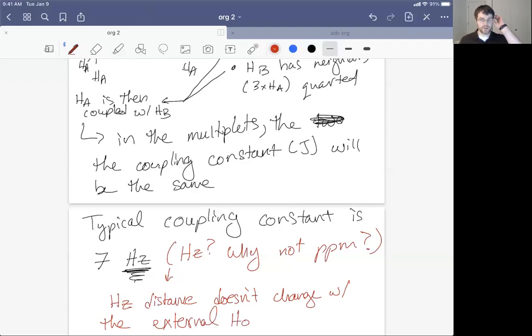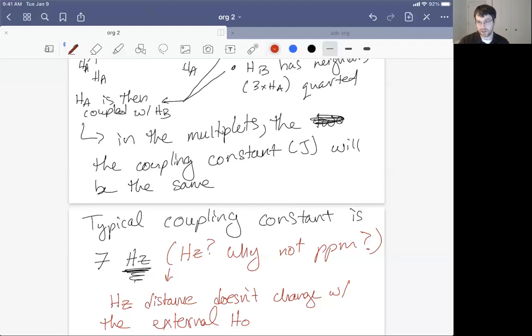So I'll just label that H0 for external magnetic field. So that means when we go from a 300 megahertz to a 500 megahertz, the coupling constant value in hertz will remain the same at about 7 hertz. Actually, the parts per million value, as you increase H0, will go down because the influence of having an alpha state and a beta state flipped will thereby be a little bit less. But it will stay constant if you focus on the hertz value.